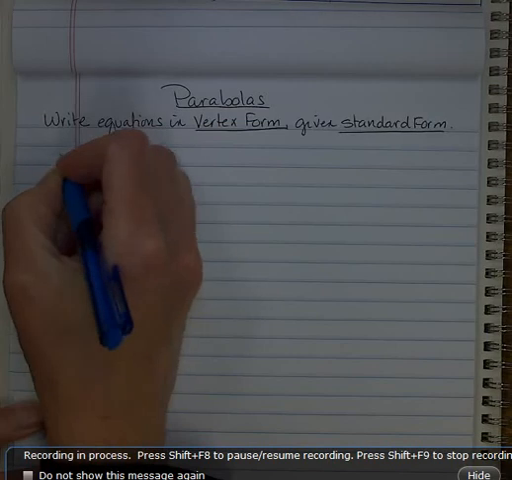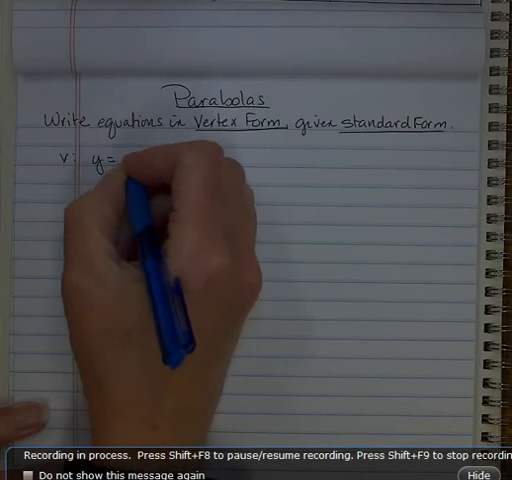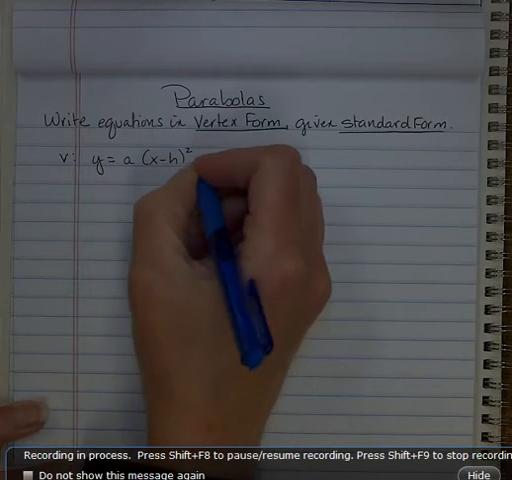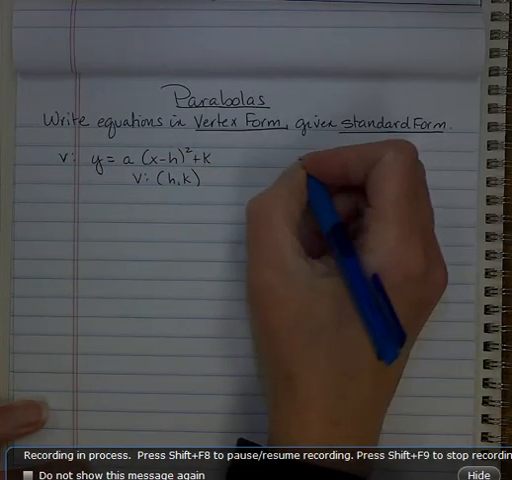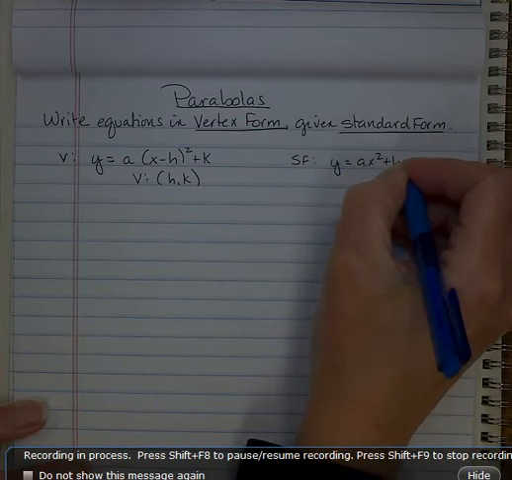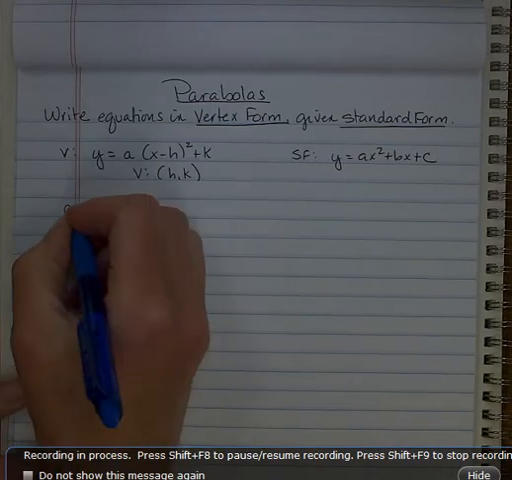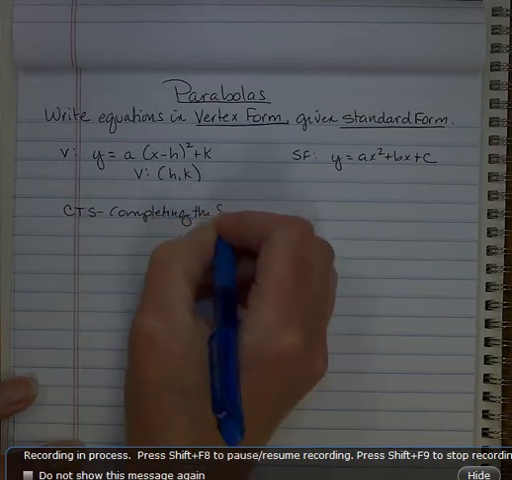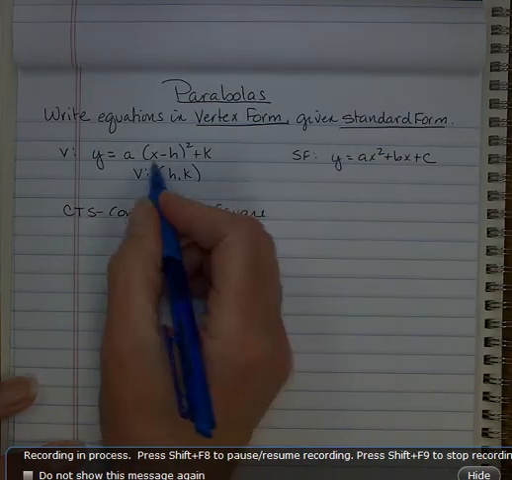Okay, as you remember, vertex form would be y equals a times the quantity x minus h squared plus k, where the vertex is your ordered pair (h, k). Standard form is y equals ax squared plus bx plus c. And just a quick review of completing the square, CTS, completing the square, because you're going to need that in order to convert your standard form equation into vertex form.